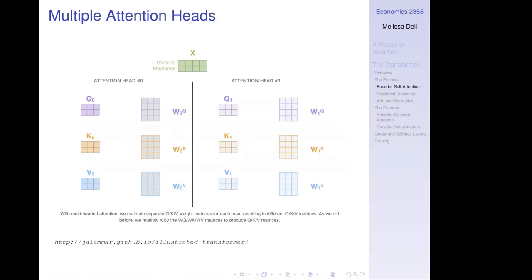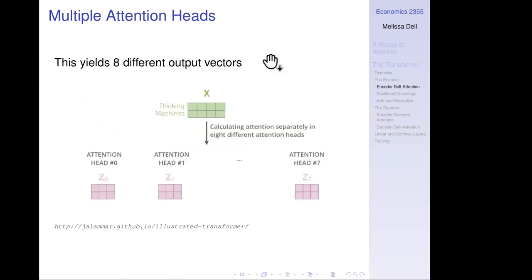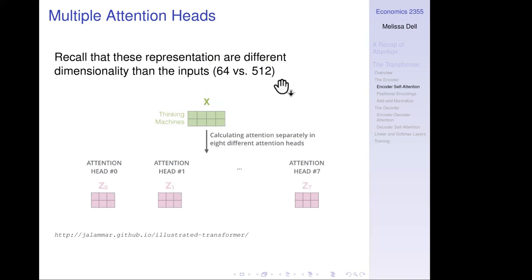Okay, and so this is a figure showing just 2 of the heads, and for each head, it's a separate independent WQ, WK, and WV matrix. And in reality, you have 8 of these in the model. And so this is going to yield 8 different output vectors, where there's an output vector for each token you feed in. So Z0, Z1, to Z7.